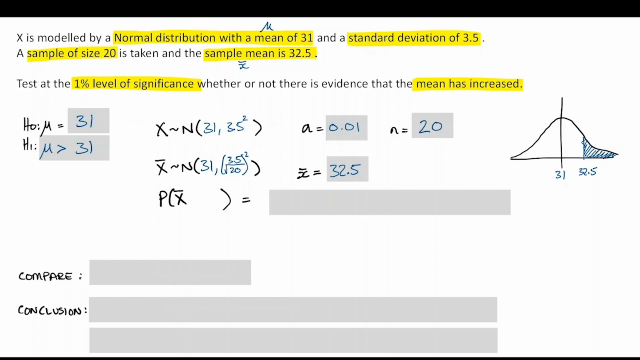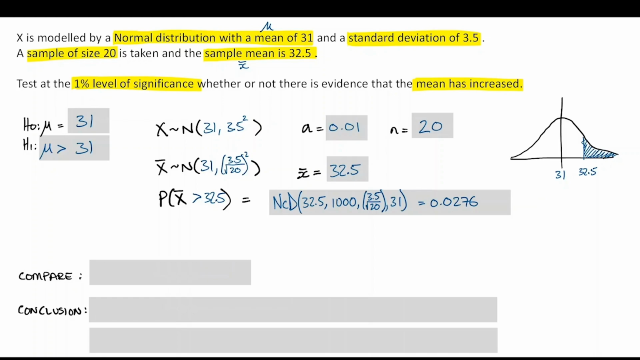Once we put it on the diagram, we know we can shade in the extreme end. And the actual probability, the actual area that we're trying to calculate, is the probability that x bar is greater than that 32.5. Okay, well that can go into our NCD format as usual. 32.5 for the minimum. We'll go with 1,000 for the maximum. And here's our standard deviation, 3.5 over root 20. And then 31 is the mean. And that gives us 0.0276.